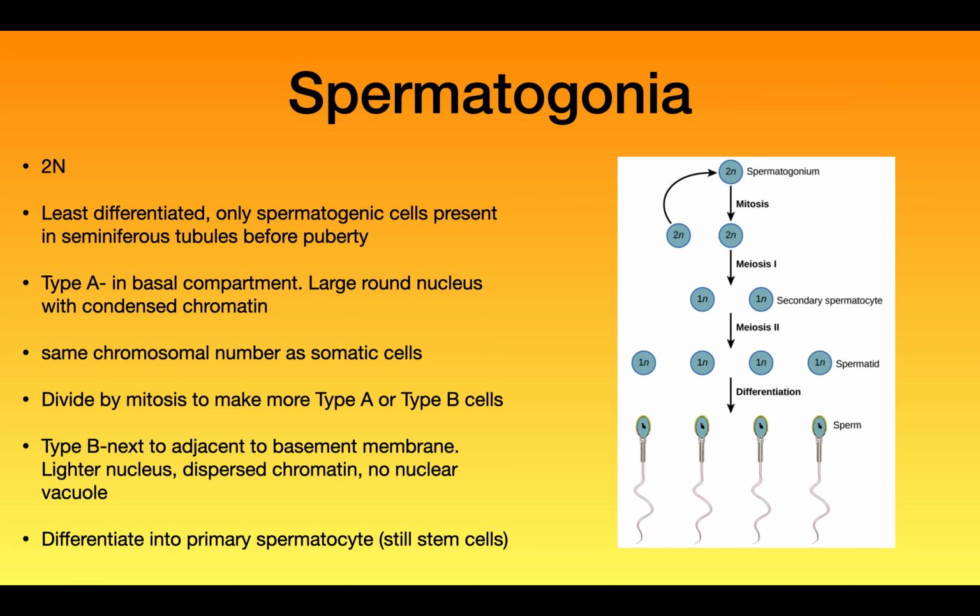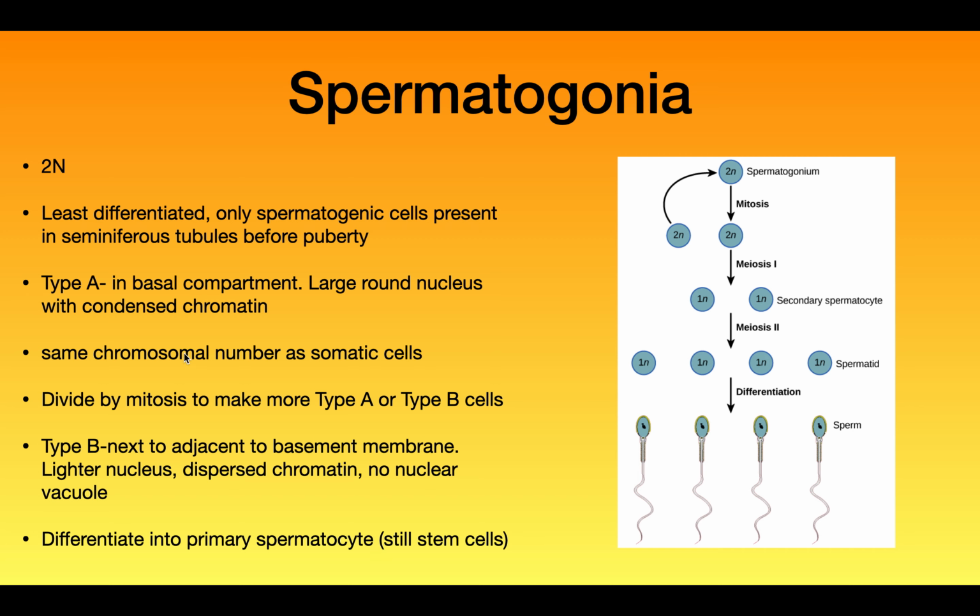Okay, so spermatogonia are 2N, so they are diploid, and they are the cells in the seminiferous tubules before puberty. There are 2 types. Type A lies in the basal compartment, and they divide by mitosis to become either type A or type B cells, so there's some asymmetric division. The type B cells are more mature. They're lying next to the basement membrane, and they differentiate into the primary spermatocytes. So as you can see, this is how you make more and more and more.